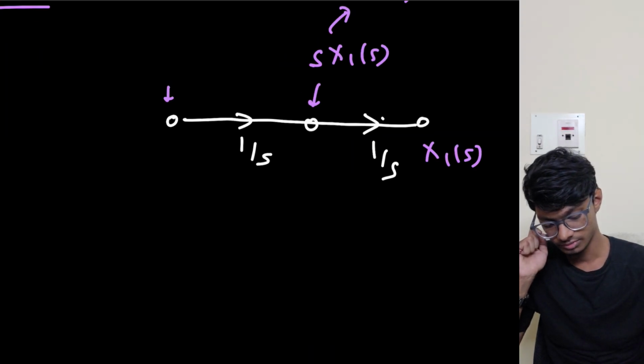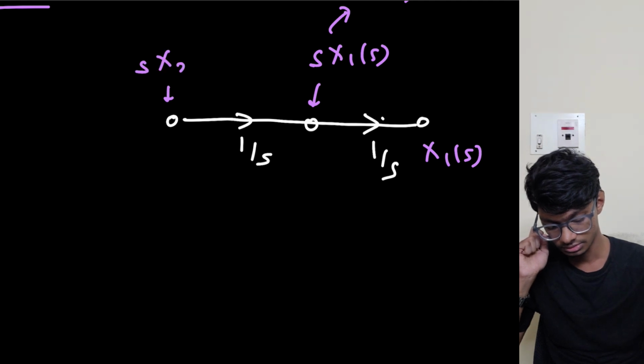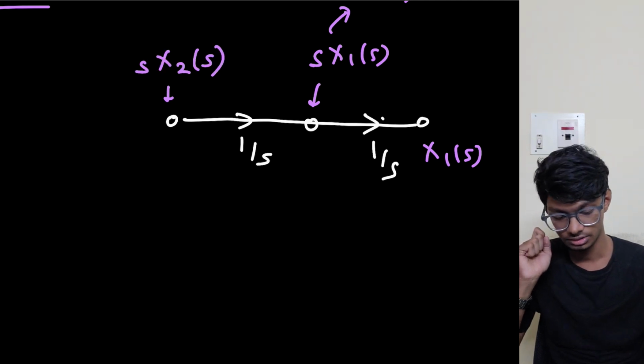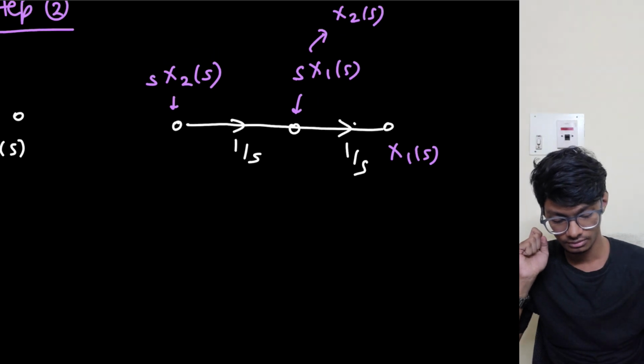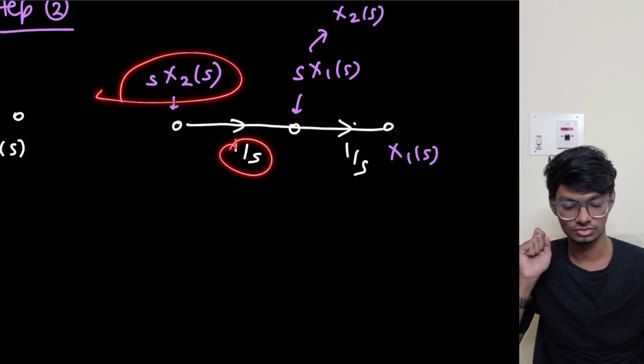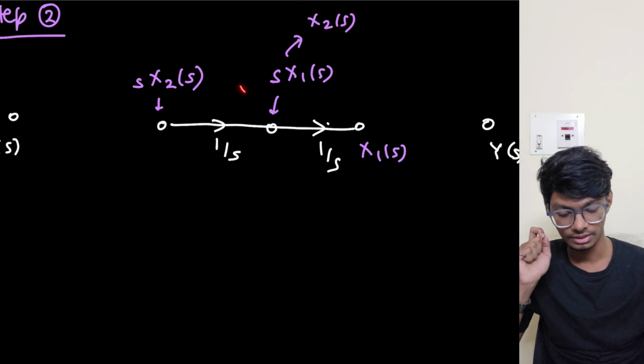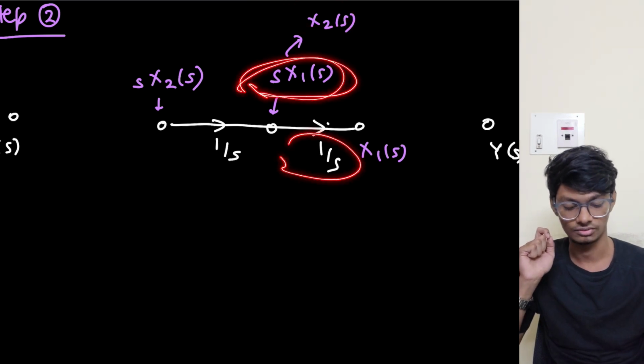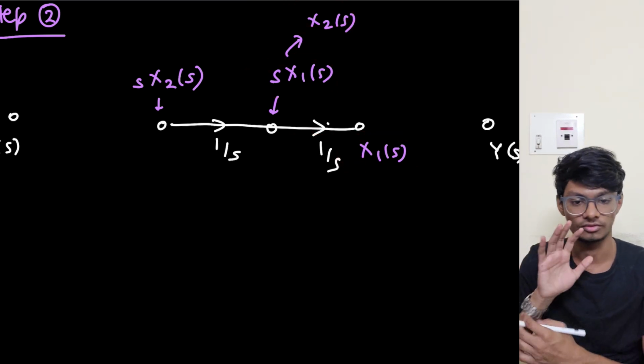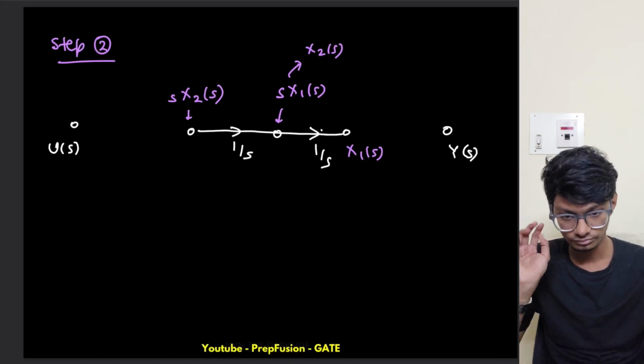This would simply be equal to s times x2 of s. You just see that if I multiply 1 by s with sx2, I get x2 of s. If I multiply 1 by s with sx1, I get x1 of s. So from here you can understand, right?